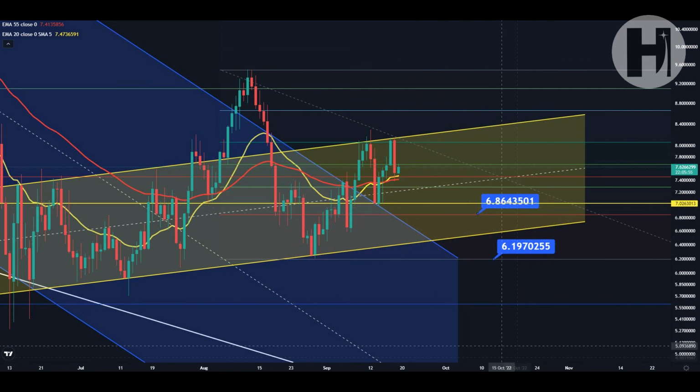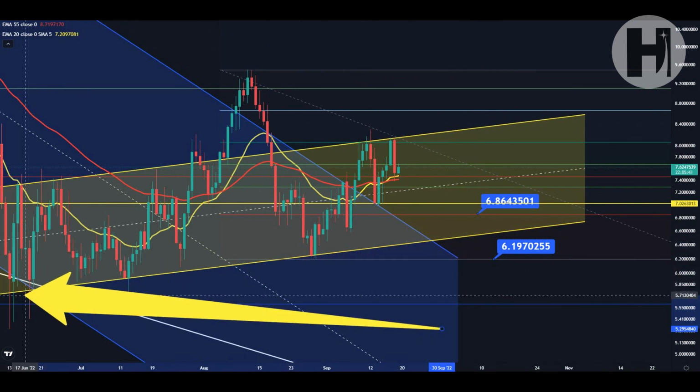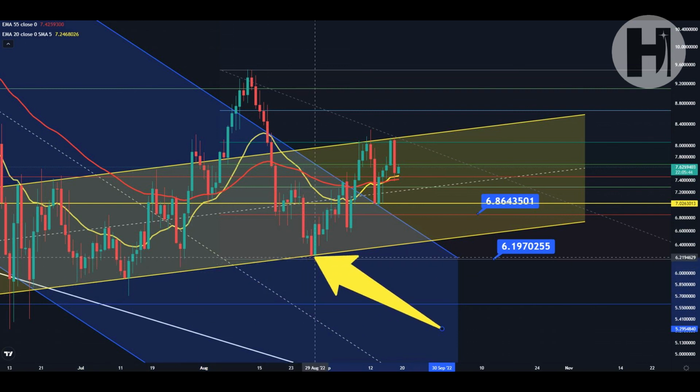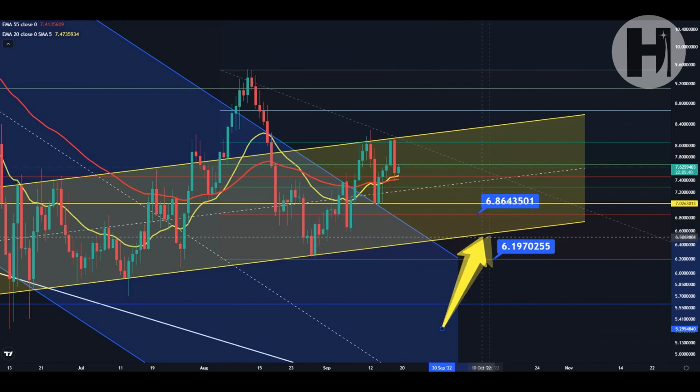Obviously, what you could also target is the support of the yellow channel. As you can see, we had a bounce from that level in July. We had a wick below in June. We bounced from it once again in August, and we could potentially be looking at another retest of this support here in September.